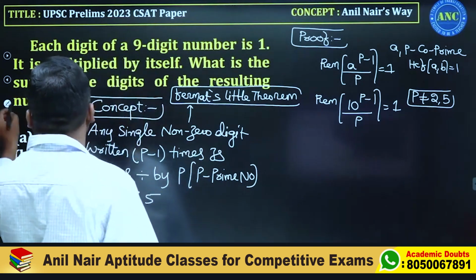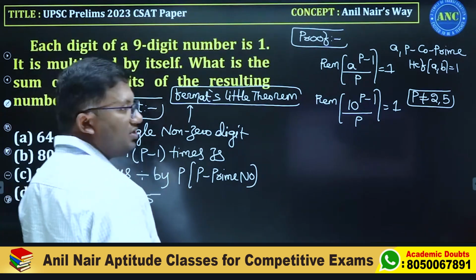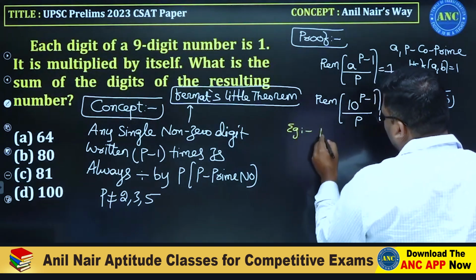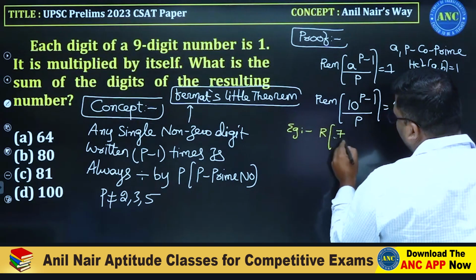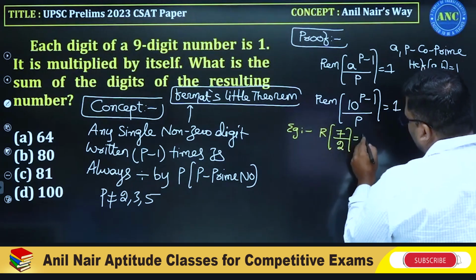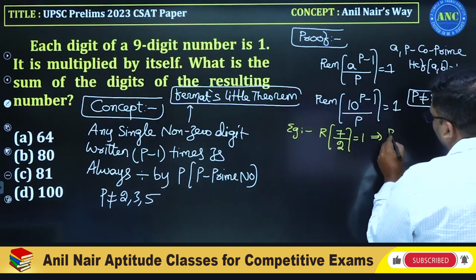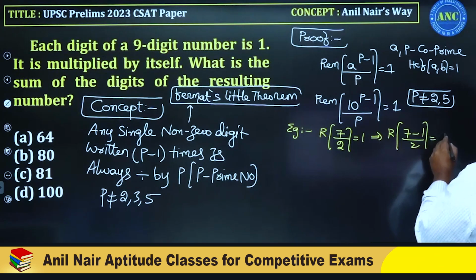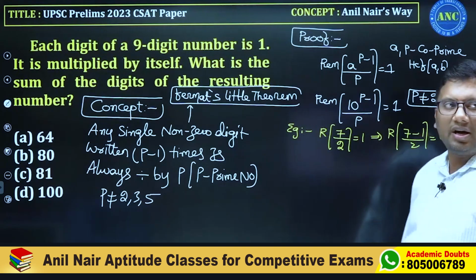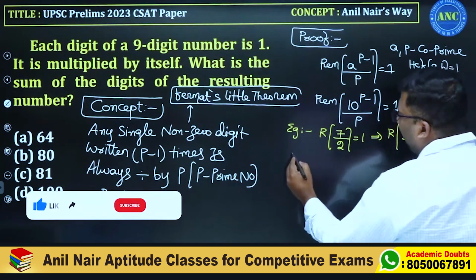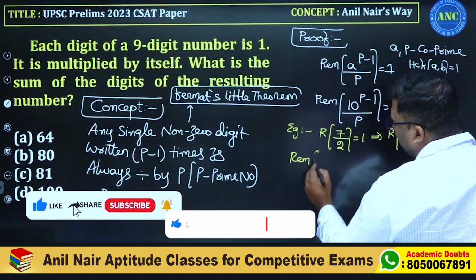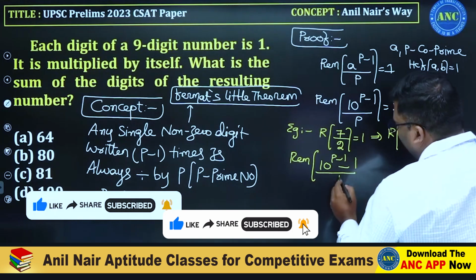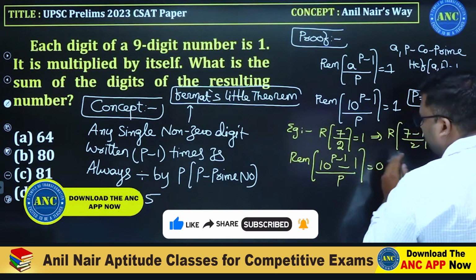Suppose you see here, listen carefully, sir. Yesterday we did this example. Remainder when 7 is divided by 2: 2 threes are 6, remainder 1. That means if 1 goes to the left hand side, 7 minus 1 divided by 2, remainder is 0. So if I push 1 to the left hand side, this will become 10 power p minus 1 divided by p, it is equivalent to 0.